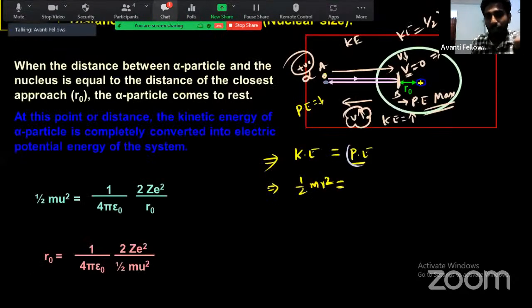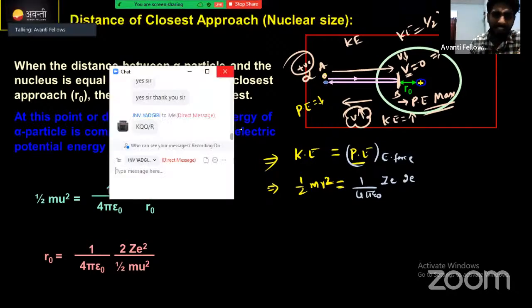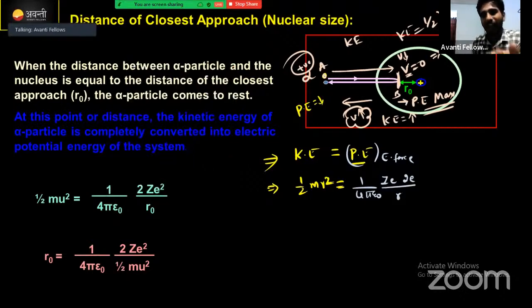What is the potential energy due to the electrostatic force? It is 1/4πε0 times Ze, where Ze is the charge of the nucleus, into 2e, which is nothing but the charge of an alpha particle, divided by r. Here r is the separation distance between them. This is what we call potential energy.